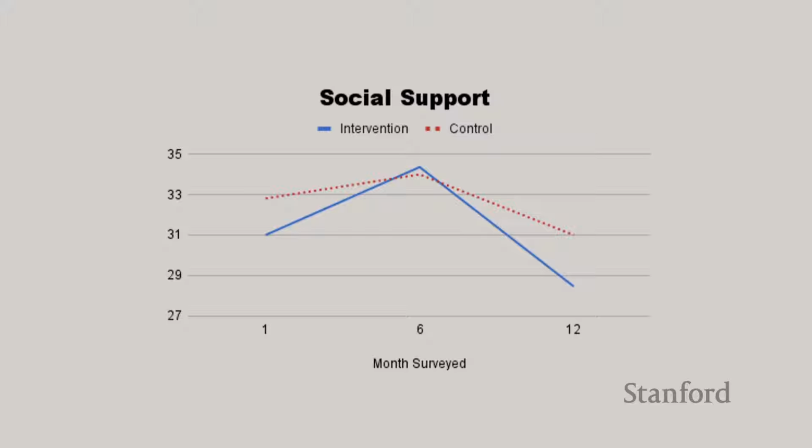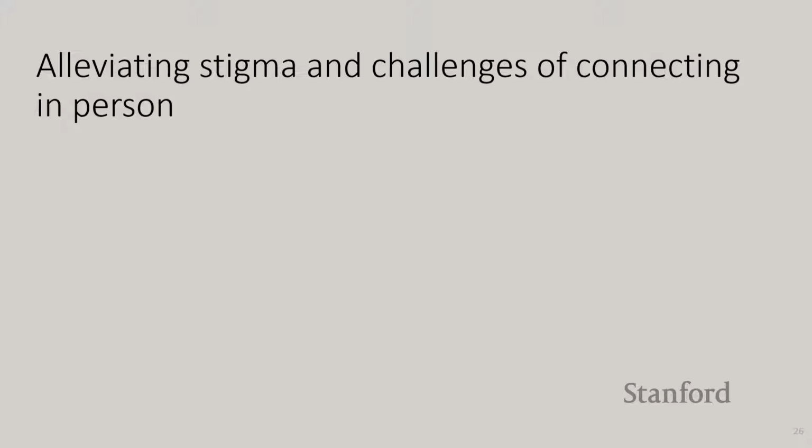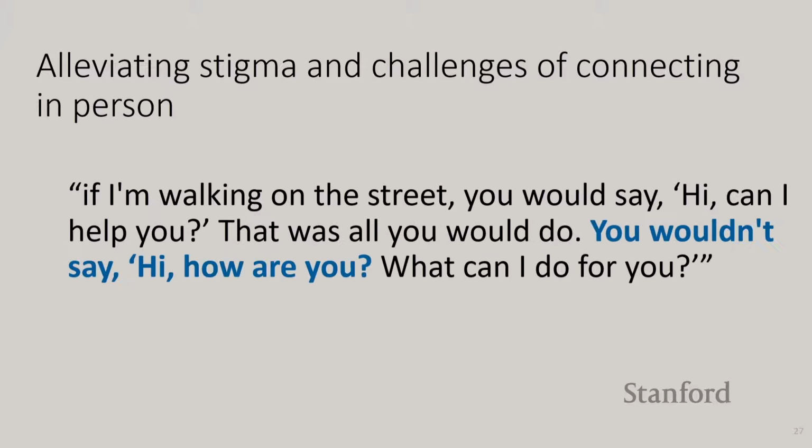But beyond the survey data, what was most interesting were the qualitative findings related to disability. First, blogging by phone using Express provided opportunities for meeting new people and connecting on a deeper level, which participants described as difficult to do elsewhere. One participant said, if I'm walking on the street, you would say, hi, can I help you? That was all you would do. You wouldn't say, hi, how are you? What can I do for you?